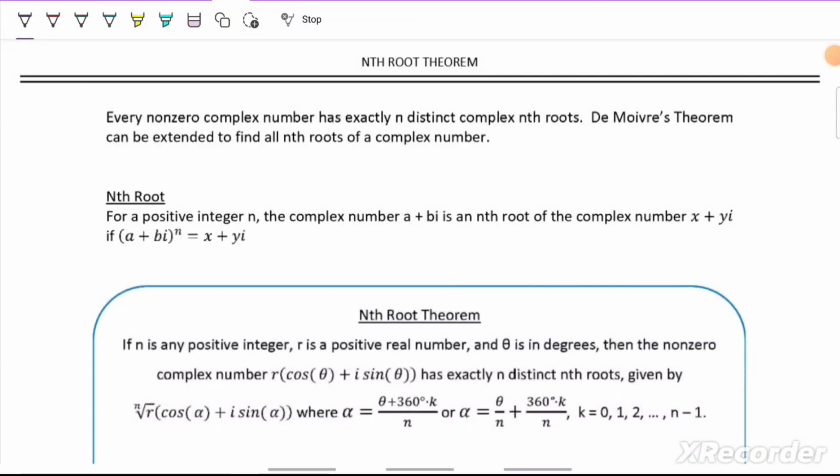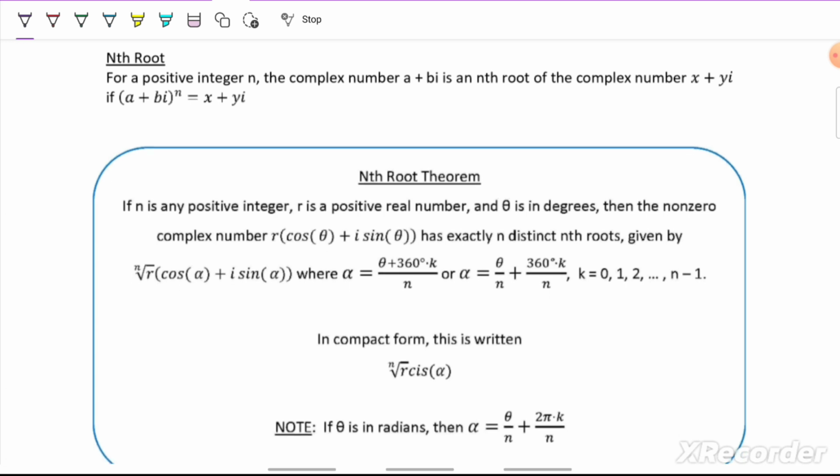In this video, we'll be finding roots of complex numbers. Every non-zero complex number has exactly n distinct complex nth roots. De Moivre's theorem can be extended to find all nth roots of a complex number. For a positive integer n, the complex number a plus bi is an nth root of the complex number x plus yi if (a plus bi) raised to the n is equal to x plus yi.